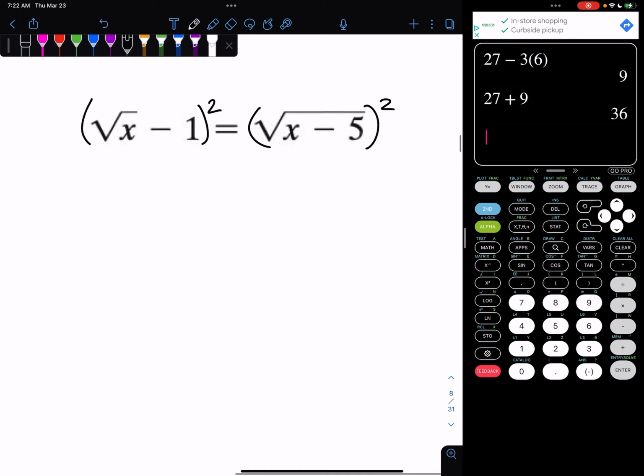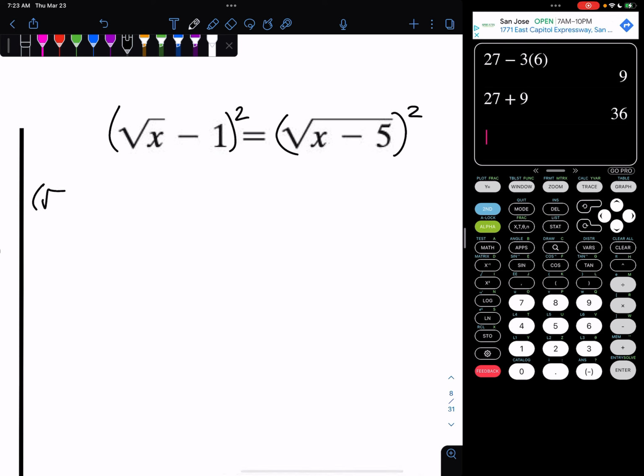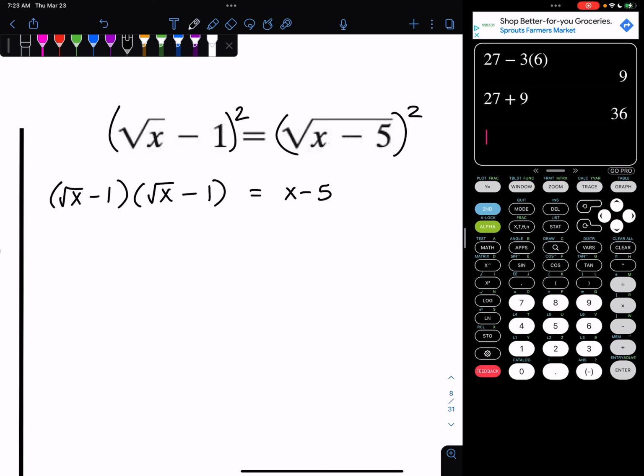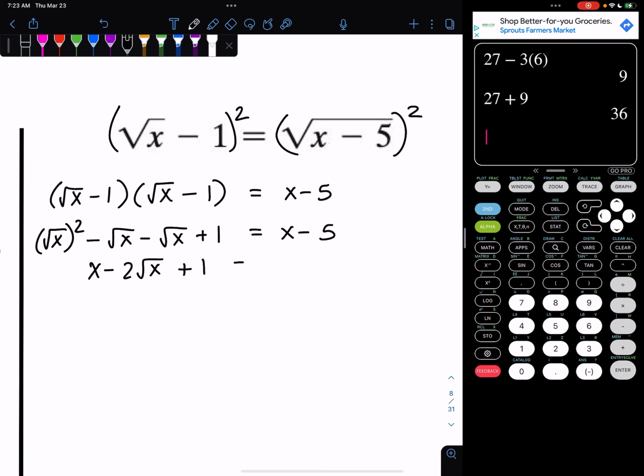So now when I square them, I'm going to do just like when I had to do my multiplying by squaring before. I'm going to do that same concept. Square root x minus 1 times square root x minus 1 is equal to x minus 5. So multiplying this out should give me square root x squared, right, minus square root x plus 1. So this really becomes x minus 2 root x plus 1 is equal to x minus 5.